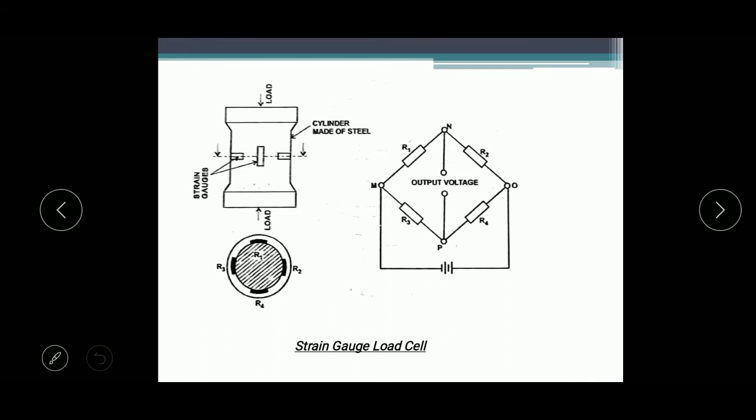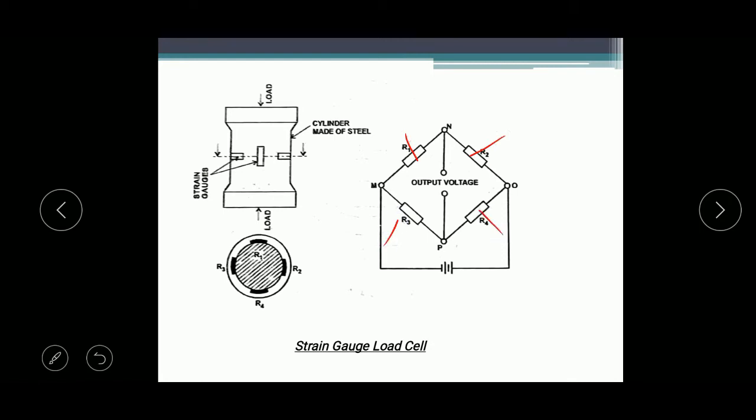Now you will see the construction of the strain gauge load cell. This is the cylinder made of steel, and 4 strain gauges are mounted on the four sides of the cylinder. Those are R1, R4, R2 and R3. R1 and R4 are mounted on the cylinder along the direction of the applied load, so these are called vertical gauges. R2 and R3 are mounted at right angles to the gauges R1 and R4, and these are called horizontal gauges. These strain gauges are connected to the limbs of a Wheatstone bridge circuit.